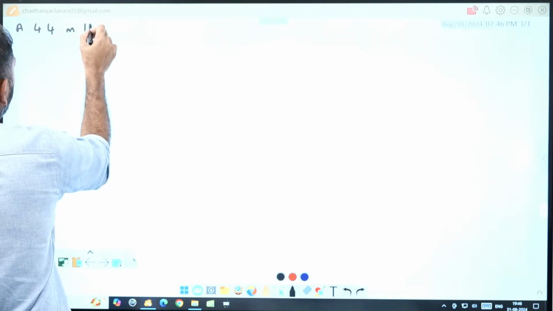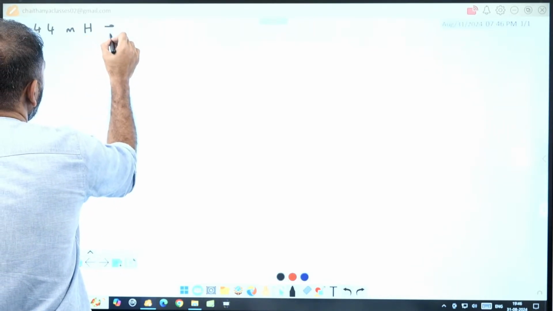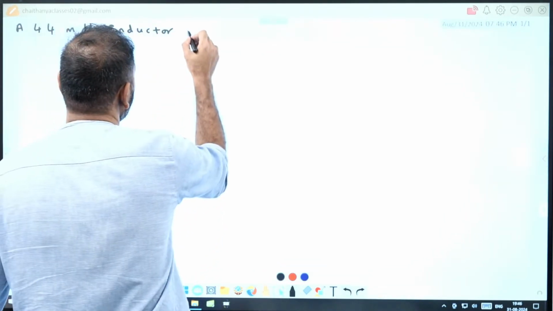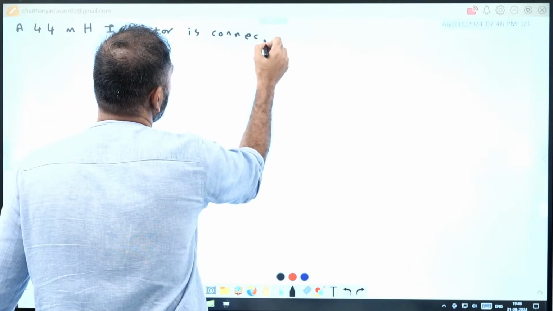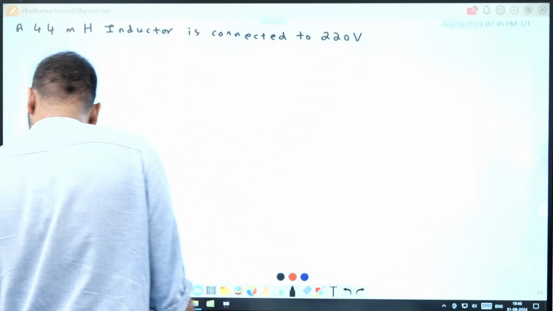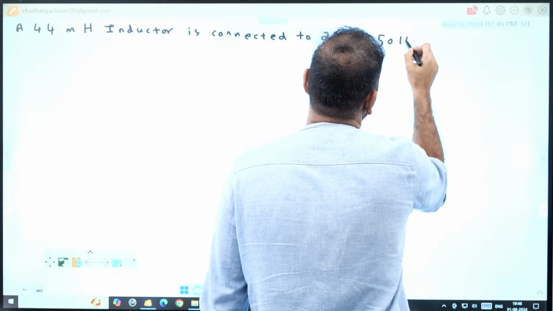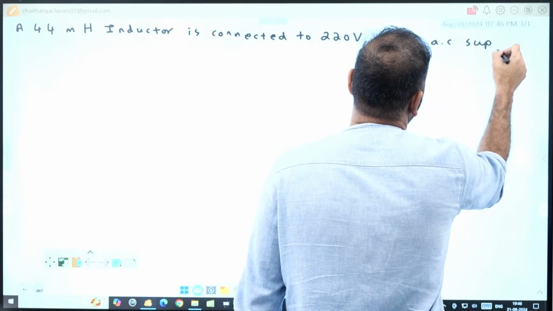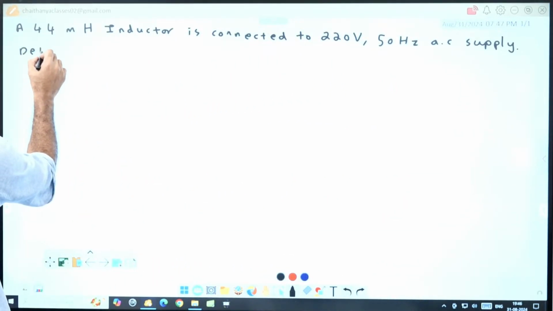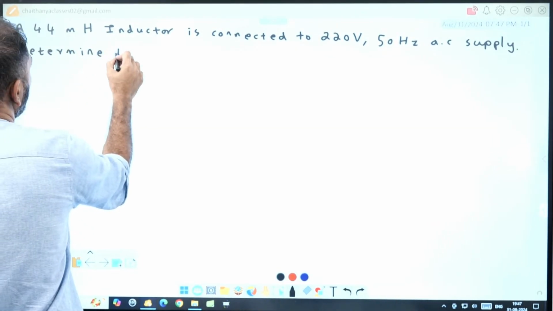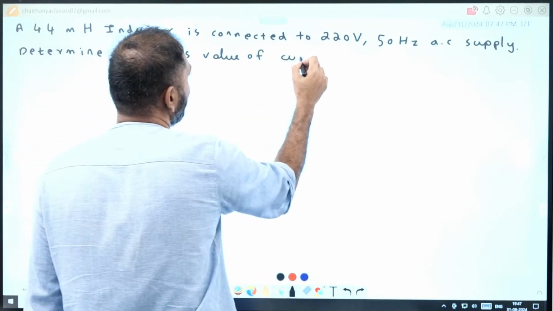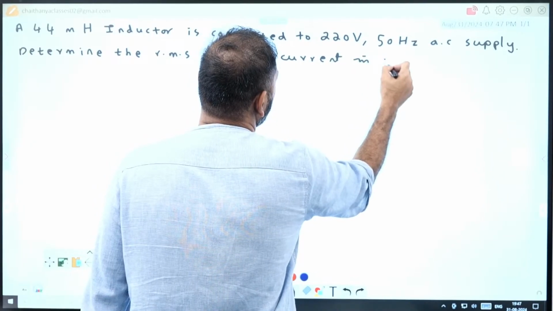A 44 millihenry inductor is connected to 220 volt, 50 hertz AC supply. Determine the RMS value of current in the circuit.